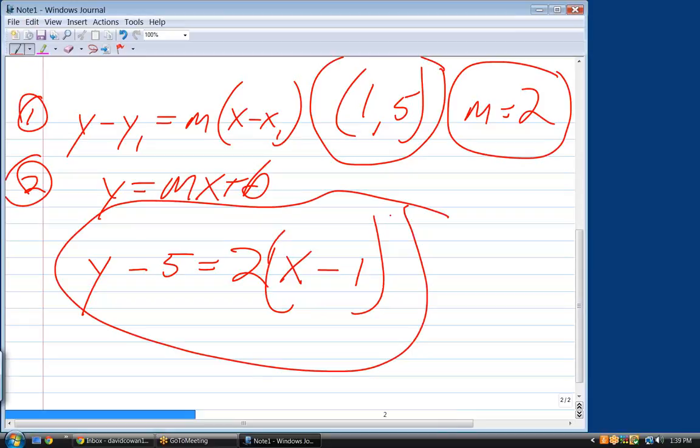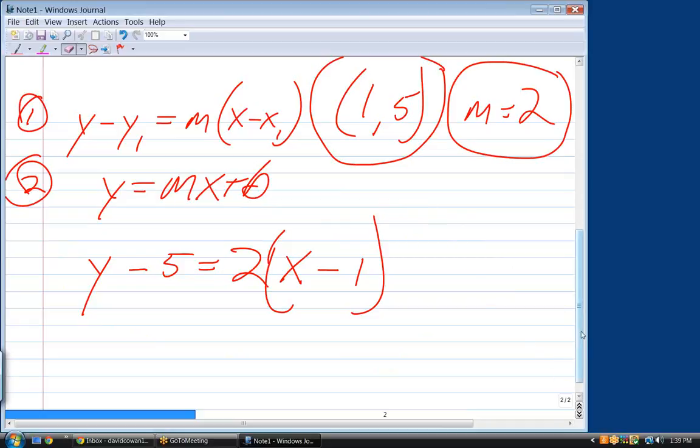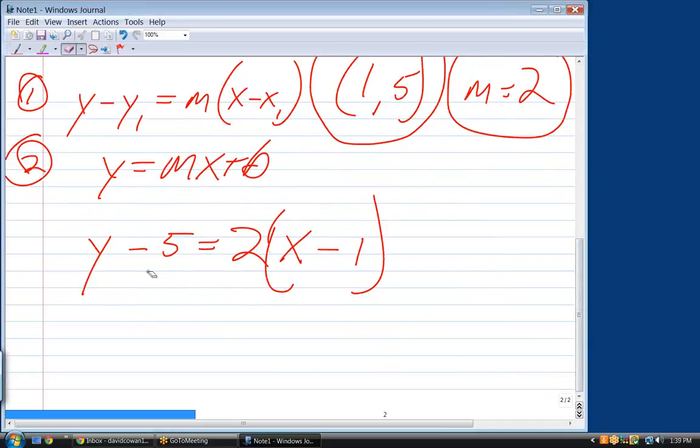Now, if they say that they want that equation in slope-intercept format, then you would have to... Do they say that? Yeah, they do. Okay, well, let's put it in slope-intercept format. Slope-intercept format means we need y on one side, everything else on the other. So what's the first step? Add 5, both sides.